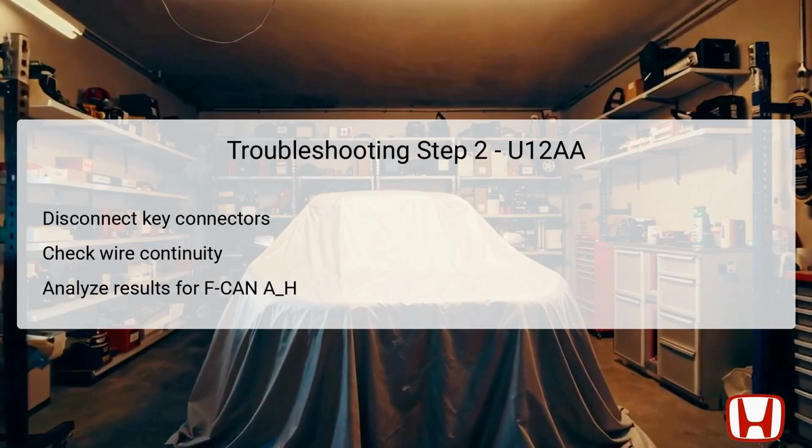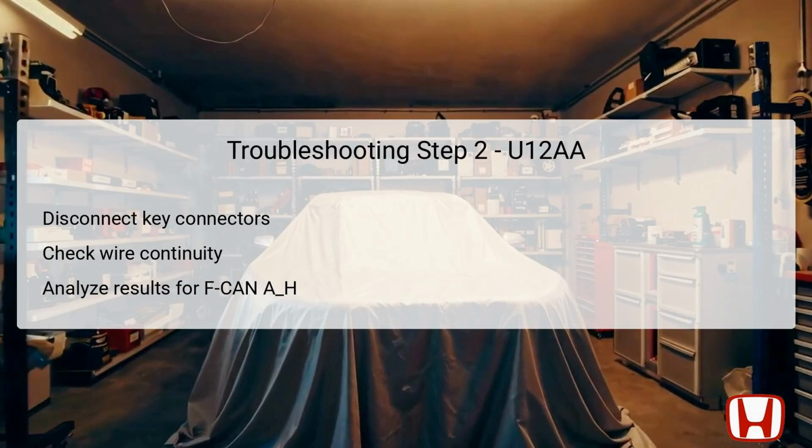For the second step in the troubleshooting process, focus on the FCAN AH line by disconnecting necessary connectors. This involves turning the vehicle to off mode, then disconnecting both the SBW shifter control module 20P connector and the TCM 58P connector. With these connectors detached, check for continuity between designated test points specified in the diagnostic guide. The expected test points are SBW shifter control module 20P connector number 5 and TCM 58P connector number 34.